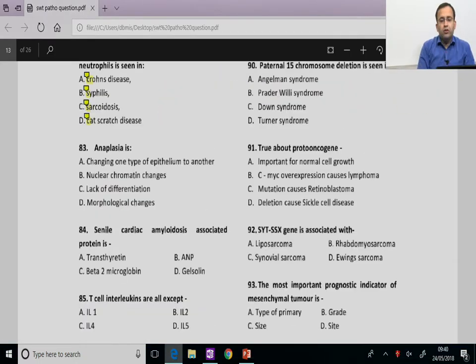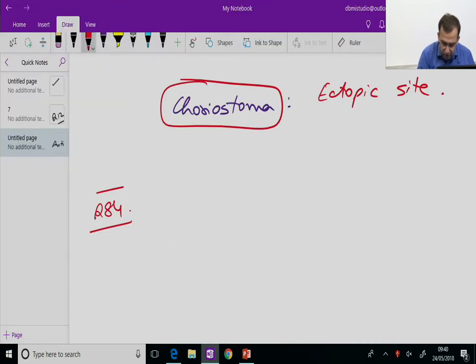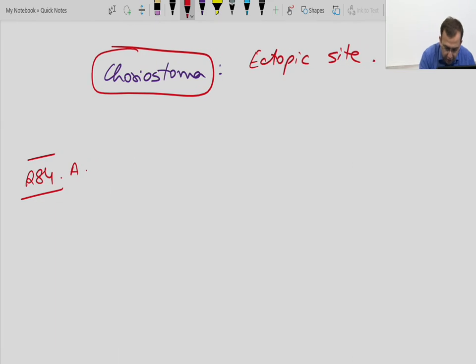Senile cardiac amyloidosis is associated with transthyretin. Easy, it is associated with transthyretin. Let us look at the other options one by one. Question 84, the answer is A, that is transthyretin. So this gets us to amyloidosis.